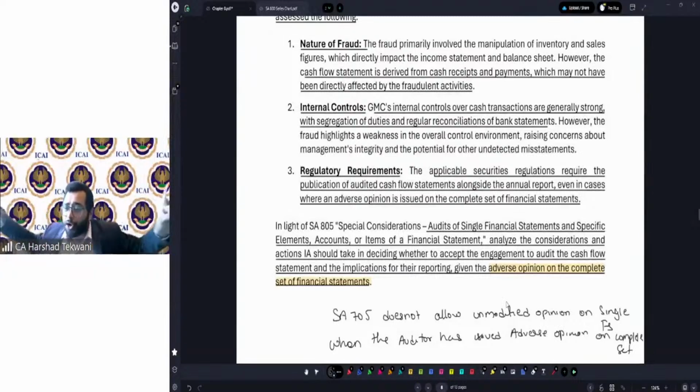Two different contradictory and opposite opinions cannot be issued on the same thing. My adverse opinion is on the complete set, which includes cash flow also. And if I issue an unmodified opinion on cash flow, it will be contradictory. As a result, I am not allowed to do that. Unless there are certain conditions. If you fulfill those conditions, then you can do that. Can someone tell me what those conditions are? Usually it is not allowed, but there is an exception. Can someone tell me about that exception?